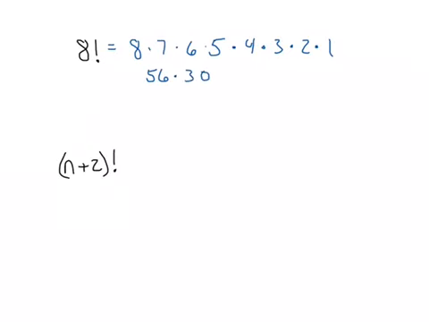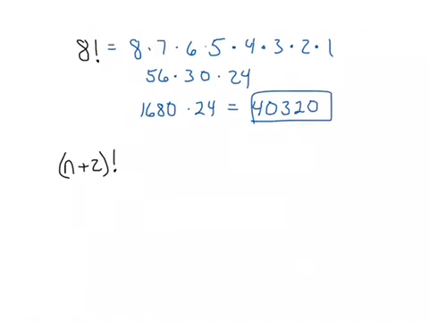As we take a look at, let's see, 4 times 3 is 12, times 2 is 24. 56 times 30 is 1,680. And 1,680 times 24 is 40,320. So there we go.